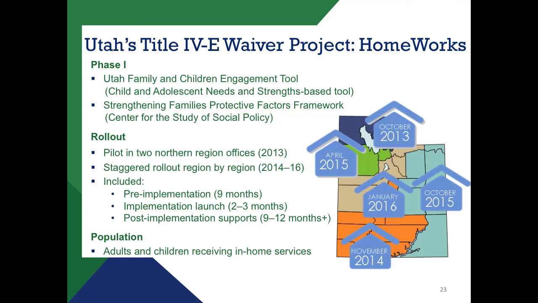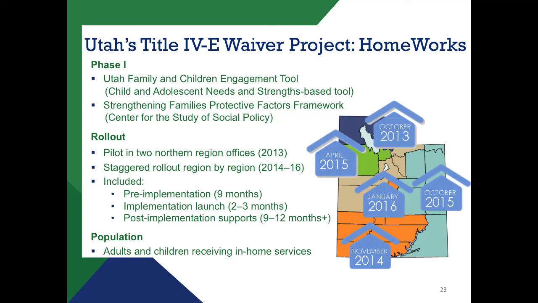So in our first phase, we had 2 primary components. That was implementation of a CAN-based tool called the Utah Family Tool, and also some training and skill building specifically for the Child Welfare Agency caseworkers, utilizing the Strengthening Families Protective Factors framework developed by the Center for the Study of Social Policy. This particular phase we rolled out, first of all, by starting with 2 pilot sites.